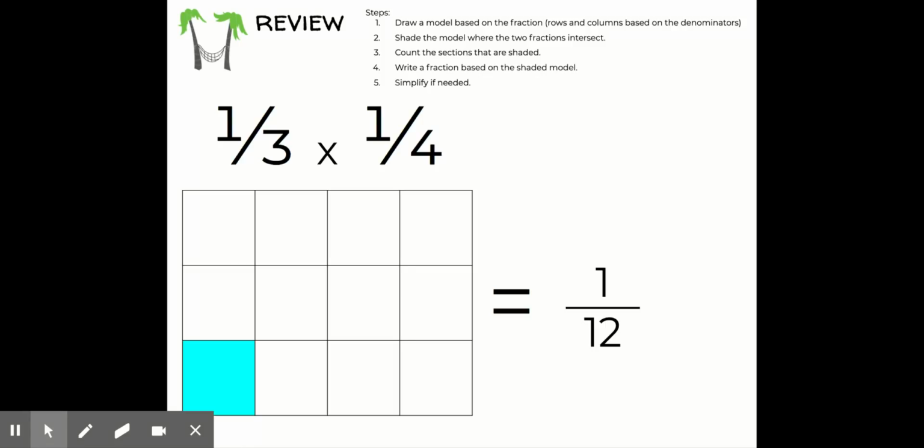Let's review a couple things before we get started. When you're multiplying fractions, you can also use a model to help you understand what the product would be. In this case, my model is made up of the denominators, and I shaded the model appropriately according to the numerators. That helps me understand what the product would be when I'm multiplying these two fractions together.